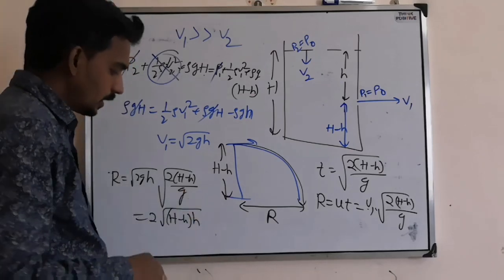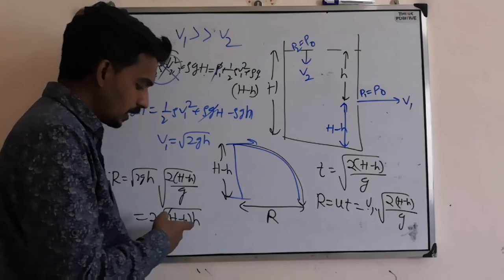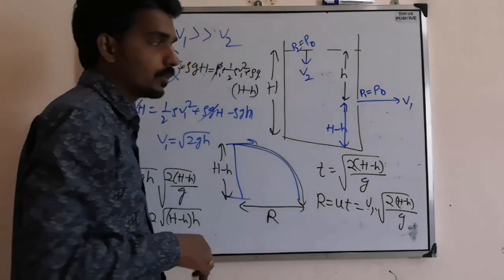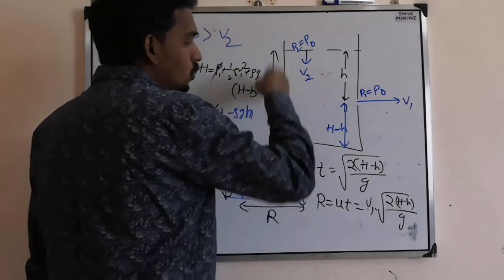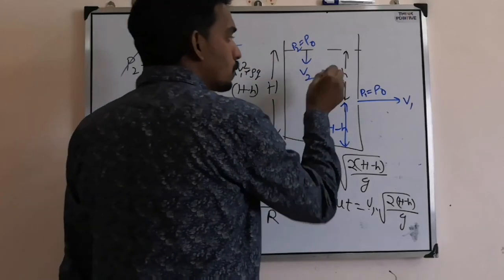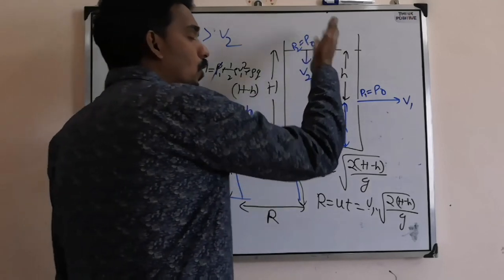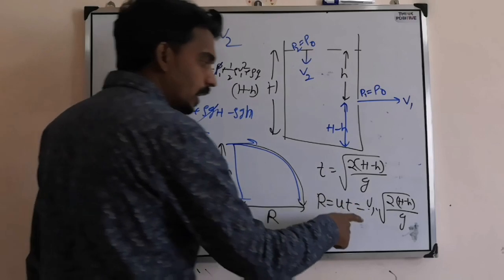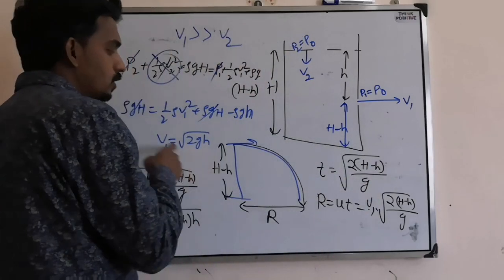So don't worry, don't get confused between small h and capital H. Capital H is the total height of the liquid and small h is the depth of the hole from the top surface. Then you can find range, then you can find time, then you can find speed.